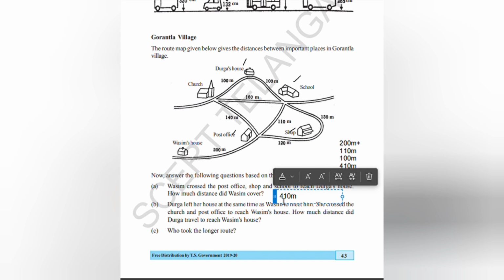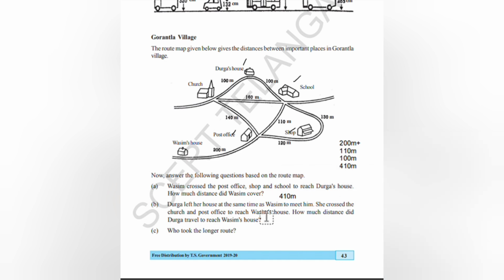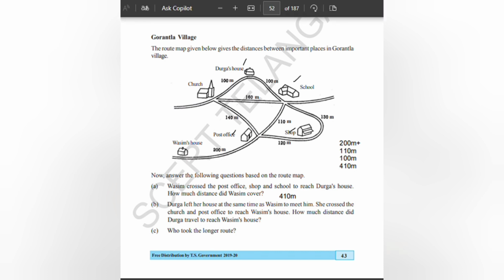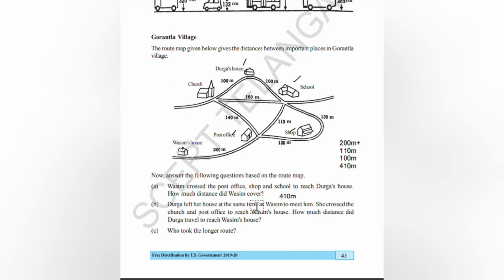410 meter. Durga left her house at the same time as Wasim to meet him. She crossed the church and post office to reach Wasim's house. Okay, she crossed the church. Here is the church, 100 meter. Post office to reach Wasim's house. How much distance did Durga travel to reach Wasim's house?